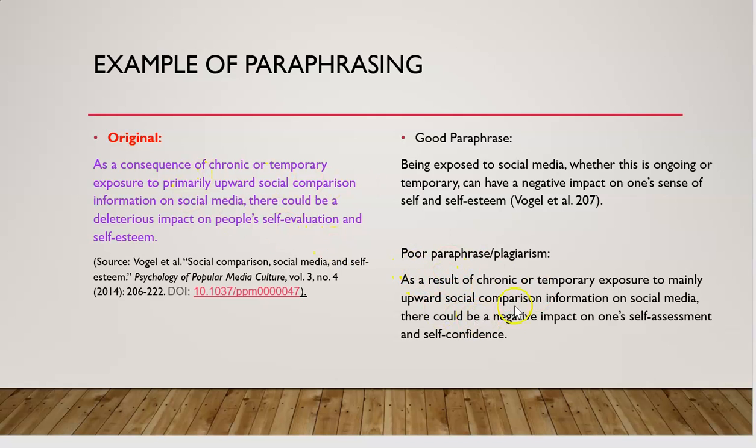Poor paraphrase. So this is an example of poor paraphrase or plagiarism. So it's too similar to the original text, and only a few words are changed. So as a result of chronic or temporary exposure to mainly upward social comparison information on social media, there could be a negative impact on one's self-assessment and self-confidence. So this person has just switched out a few words. So instead of consequence, they said result. And they said mainly instead of primarily.